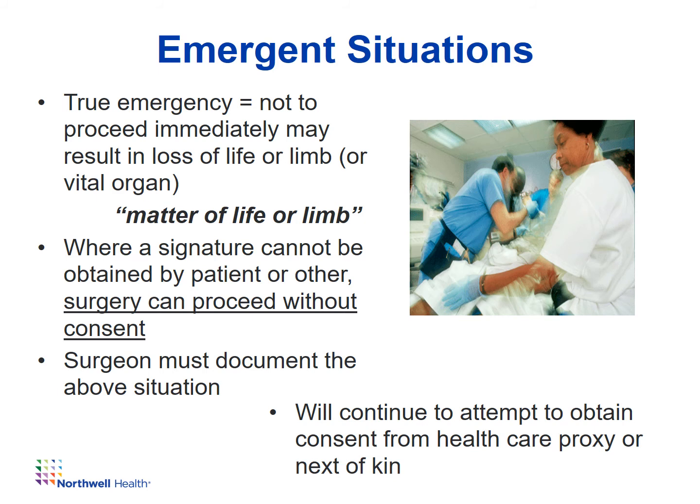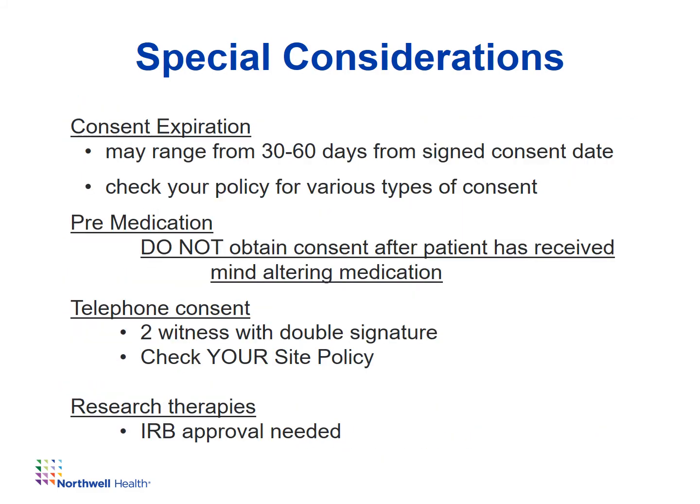When a signature can't be obtained, surgery can proceed without this consent. The surgeon must document the situation and also make every attempt during the procedure or after to obtain the consent from the appropriate person. Here are some other items to consider. Consents do expire. Depending on the type of procedure or the particular site, consent might range from 30 to 60 days from the date that the consent was signed. You'll need to check your own policy for various types of consents.